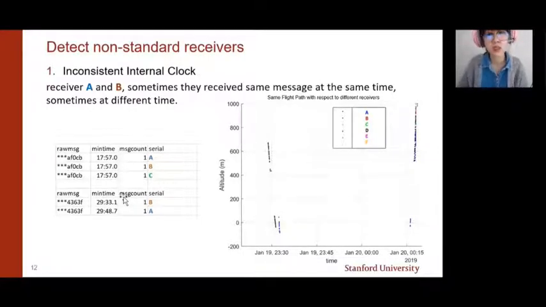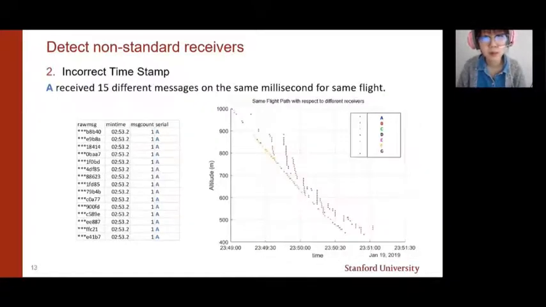So that inconsistent internal clock is one of the problems we covered. Another type of problem would be directly an incorrect timestamp. As you can see again on the left-hand side, ground receiver A has been putting the same timestamp onto 15 different ADS-B messages. And we know that ADS-B wouldn't be able to broadcast 15 different messages on the same millisecond.